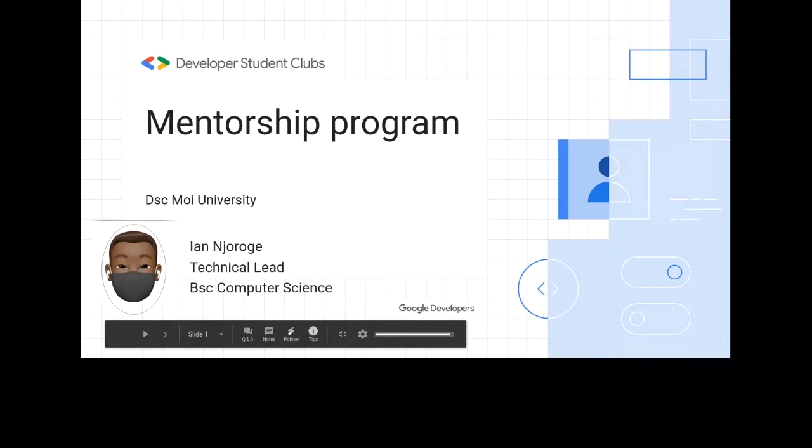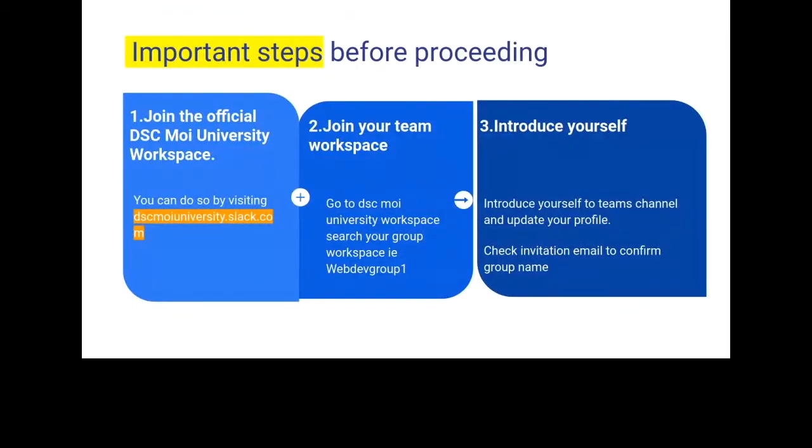So to begin with, there are 3 steps you ought to have done or you have to do before proceeding. The first thing is we shall be communicating through Slack, our official communication. Everything that shall be happening during this program shall be communicated through Slack. So the first thing you must have done is joining our official Developer Students Lab, Mo University, Slack workspace. You can do so by visiting dcmouniversity.slack.com.